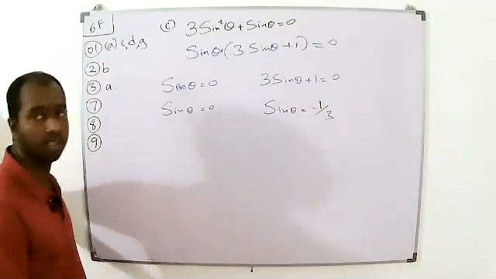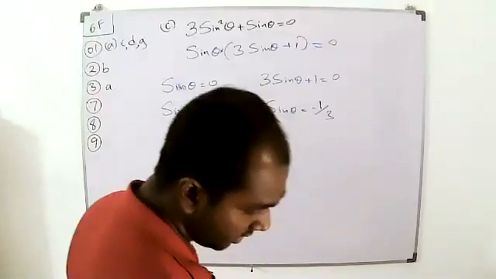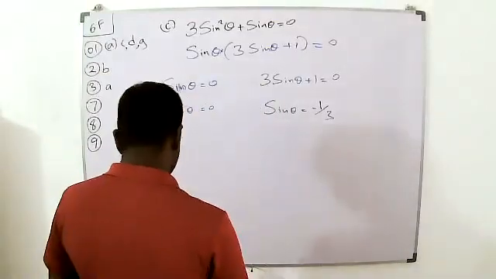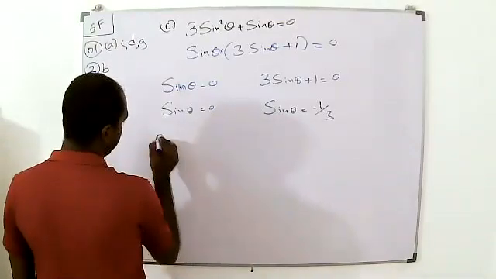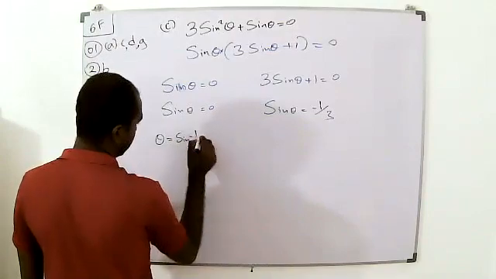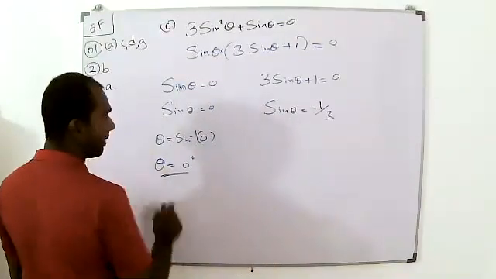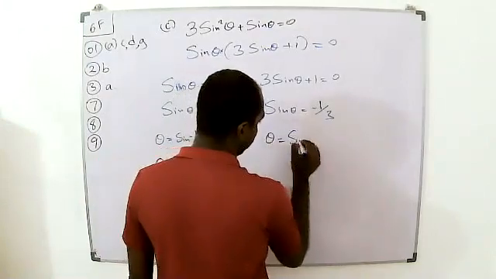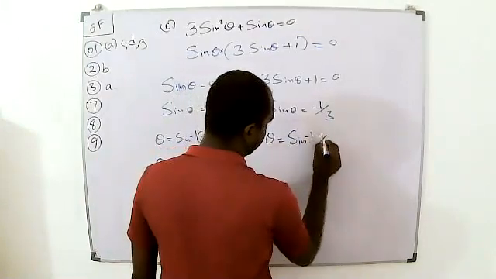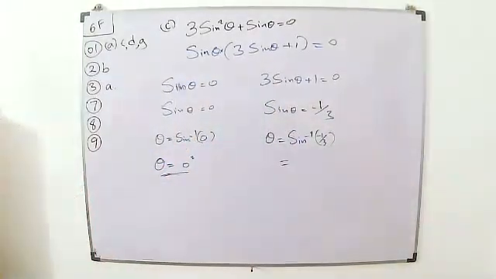So what is the range again? Range given to us is from 0 to 360, no? So from the calculator, you can get two values. Theta is equal to sine inverse 0, which will be 0 degrees. Here also, you will have theta equals sine inverse minus 1 over 3. If you put it in the calculator, you will get a value. You are going to get actually a negative value. Let's see how much you are going to get.